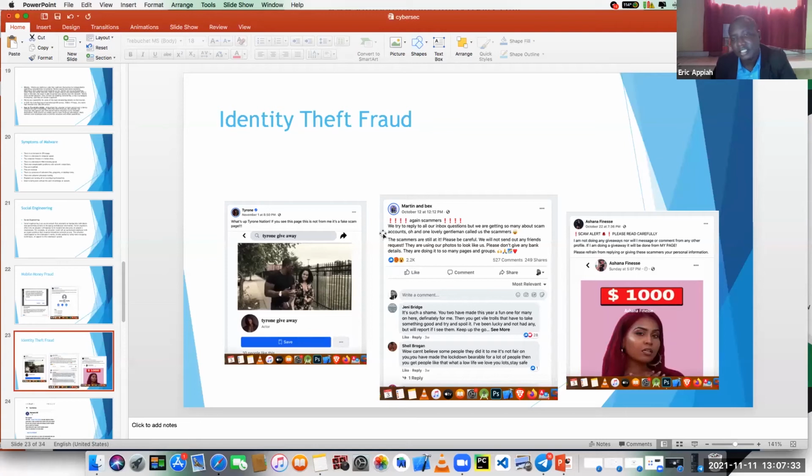Right? How do we deal with these things? Ensure you report. A typical example is to report fake accounts belonging to scammers. Report them. Another one is, for WhatsApp identity theft, ensure that you have two-factor authentication turned on.